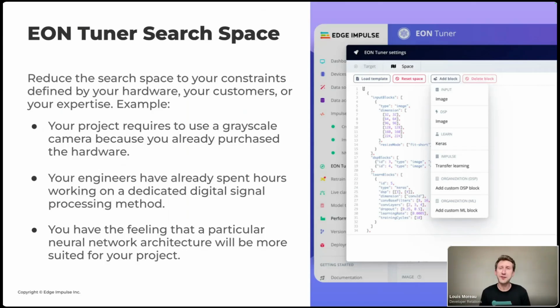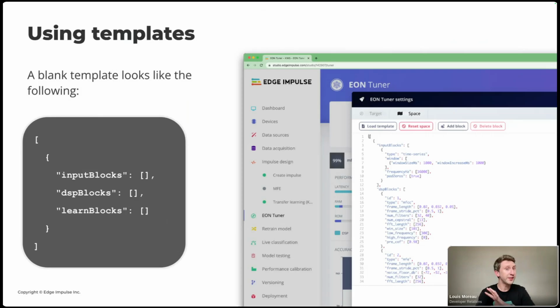Or your engineers have spent hours working on a dedicated signal processing technique, and you know for a fact that it works, then you want to use that, but leave the neural network or the learning block more open. Or same, you've got great data scientists that know for a fact that a machine learning architecture is great for this kind of data, but you just want to adjust a couple of last hyperparameters, and then you can do that as well. So how this works, it works using templates.